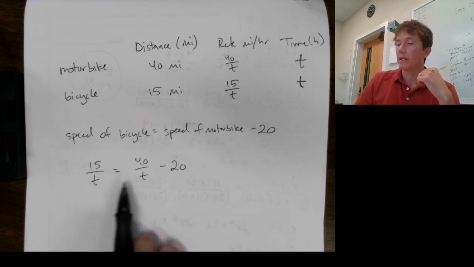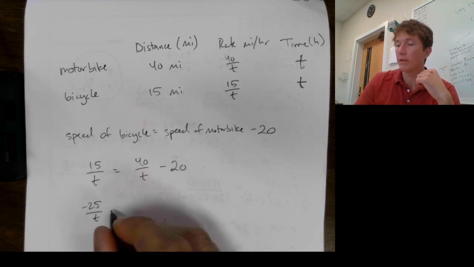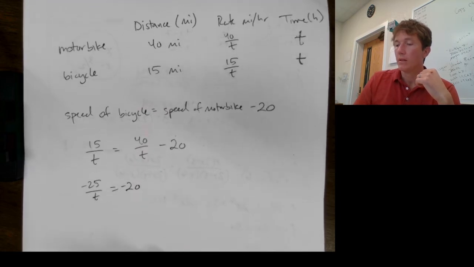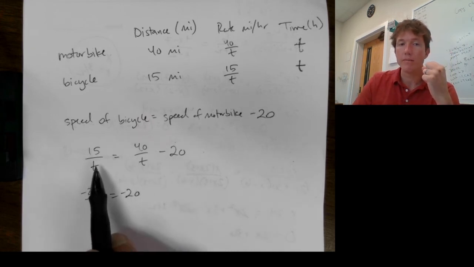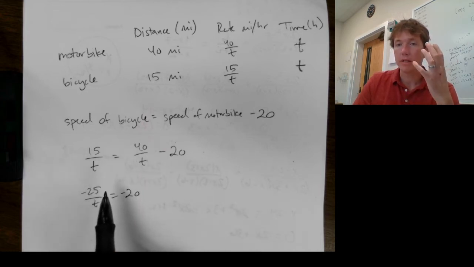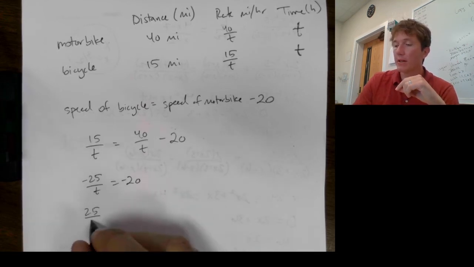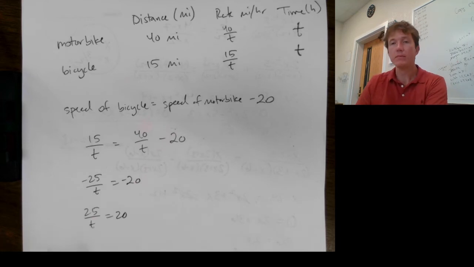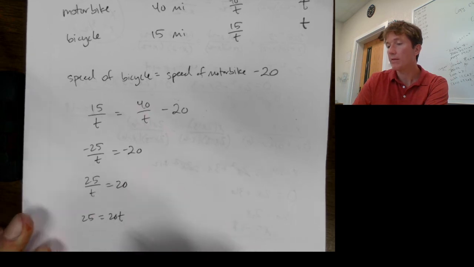So I can combine these like terms, so I can subtract 40 from 15, that gives me negative 25 over T. I'm solving for T, by the way. The reason why I'm solving for T is I need to take that T and plug it into these terms to give me the actual rate. Because I have a variable, I need to solve for the variable and plug it back into the equation. Okay, so these are both negative, so I can just write this out as 25 over T equals 20. I'm going to multiply by T to get that out of the denominator.